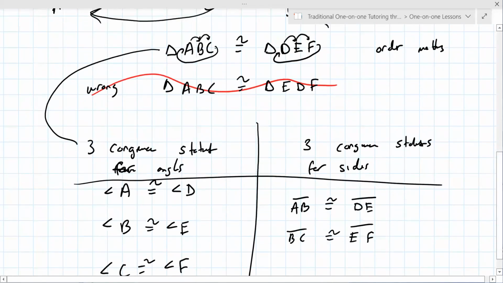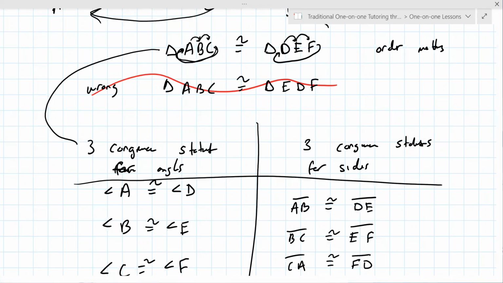Lastly, like I was trying to show you here, it's sort of like a path. C comes back to A. So you can say CA is congruent to FD. See how letter C leads back to A and F leads back to D.